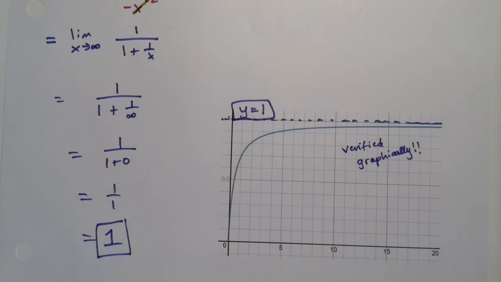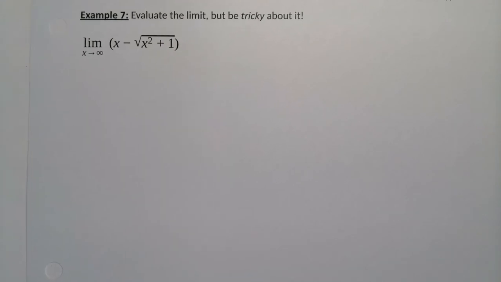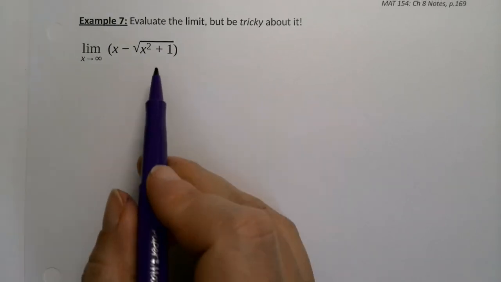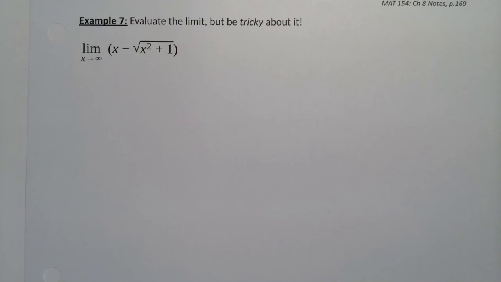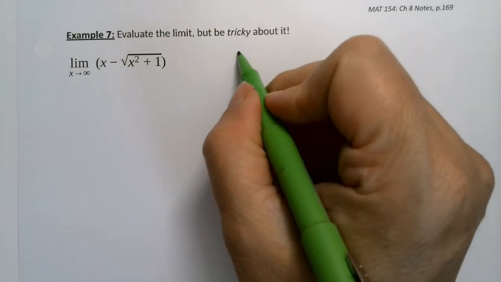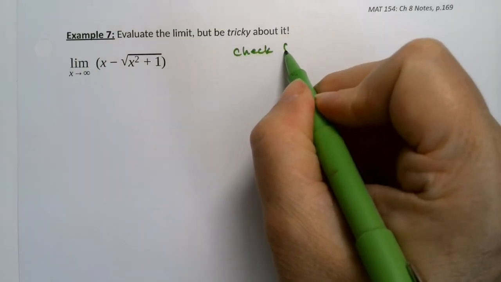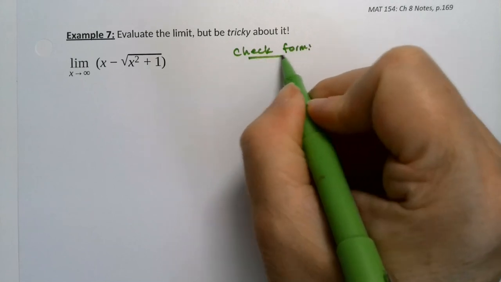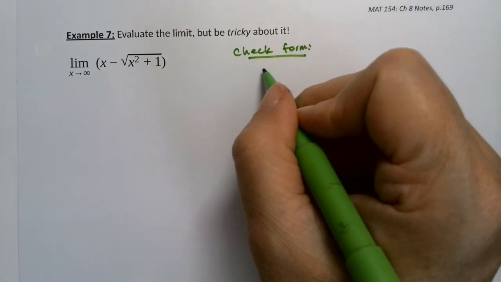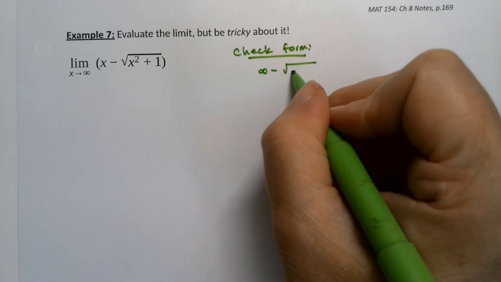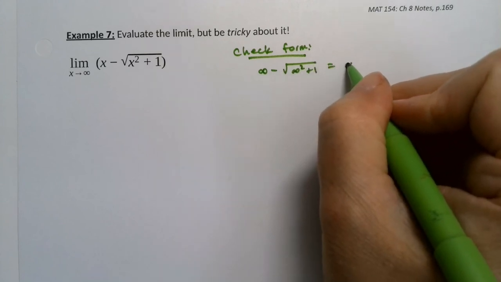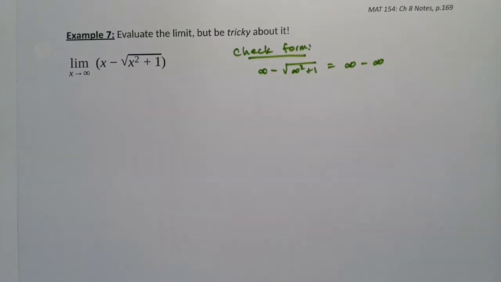All right, so now let's do a different problem. Let's look at the limit as x goes to infinity of x minus the square root of x squared plus 1. Let's check our form. I think I know where this is going, but that's all right. So it'd be infinity minus the square root of infinity squared plus 1, which is infinity minus infinity. All right.